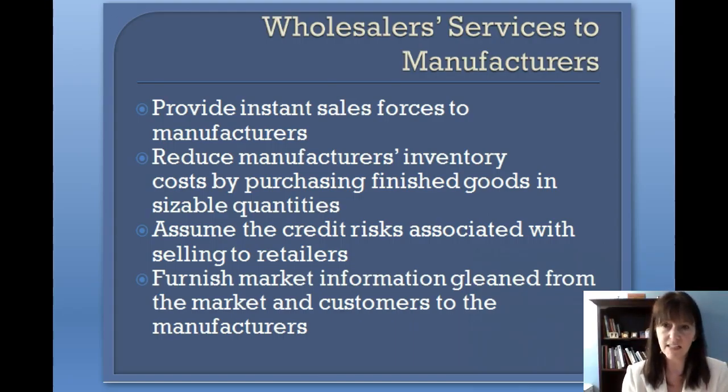In the past 10 years or so, the retail industry has not been doing all that well. So large retailers have been in some financial difficulty, so their ability to pay has sometimes been compromised. And if you use a wholesaler, the wholesaler absorbs that risk rather than you as the manufacturer, because you've already sold it to the wholesaler by that point.